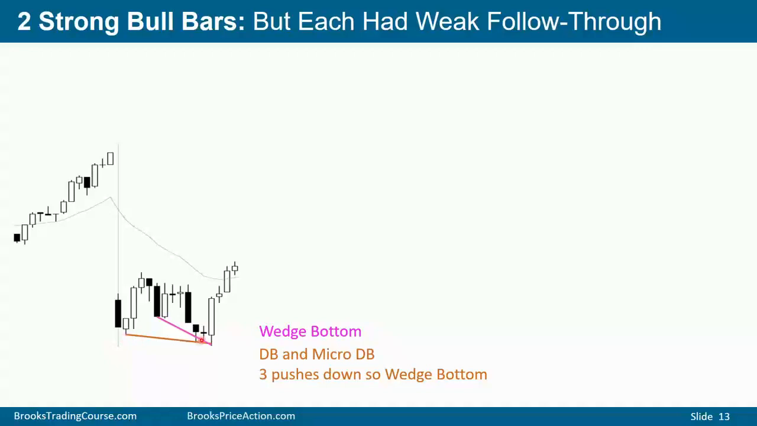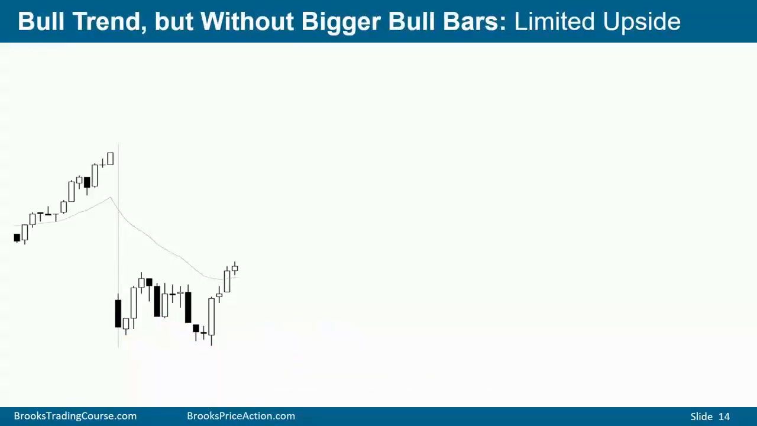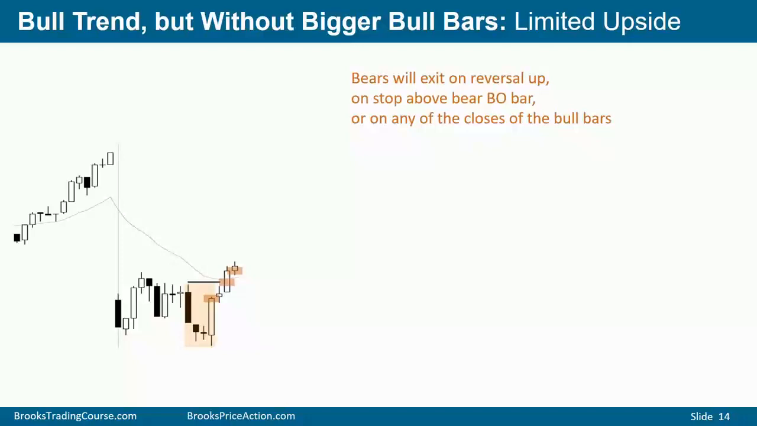Again, you can call it a double bottom or a slightly lower low double bottom, and you can call it a wedge, 3 pushes down. In any case, it's a buy setup, and the bulls have a strong bull reversal. When the bulls see this outside up reversal from the wedge bottom and the lower low reversal, they'll buy closes.